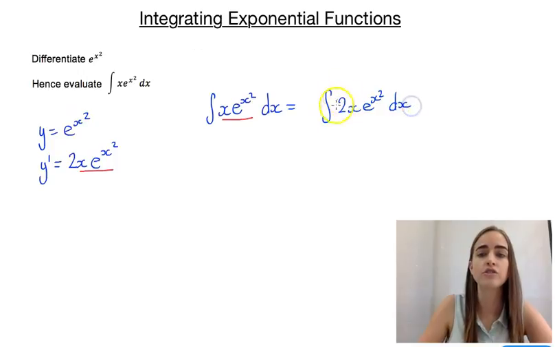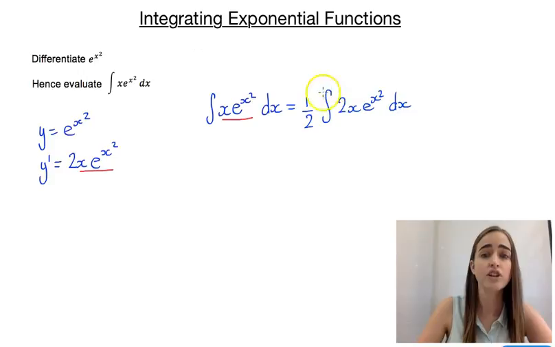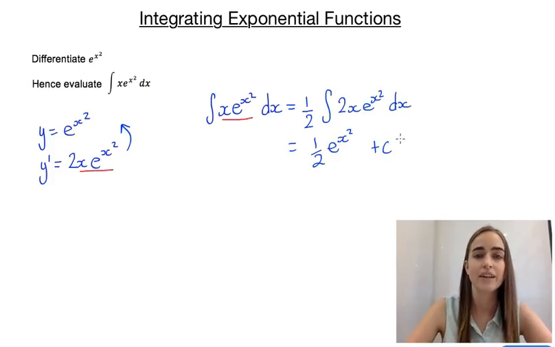But if we introduce a 2 here, so if we multiply everything by 2, we have to compensate for that. So we're going to put a half out the front as well. So we've got half times the integral of 2x e to the power of x squared. So now we know how to integrate this because we can just do the reverse that we did here. So we're going to end up with a half e to the x squared, and we need to add our constant on as well. So that's an introduction to integrating exponential functions.